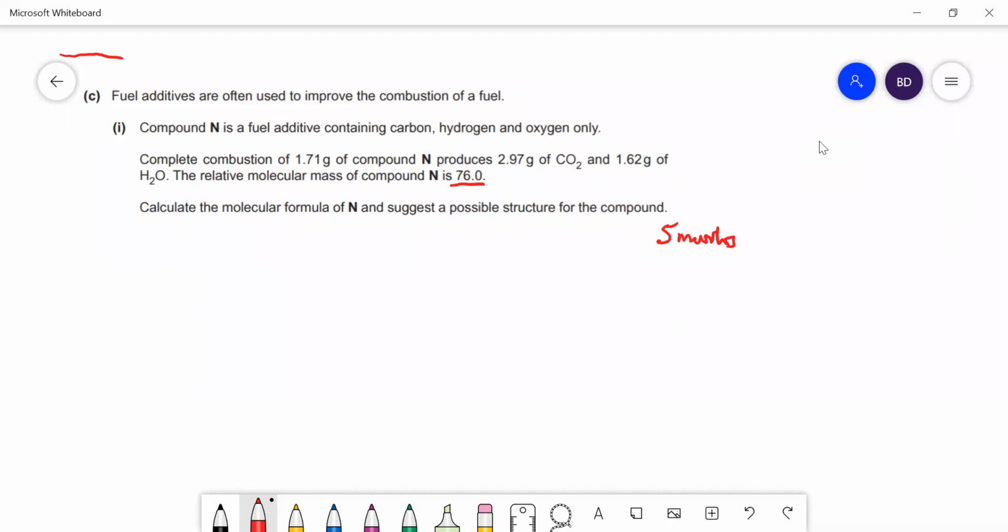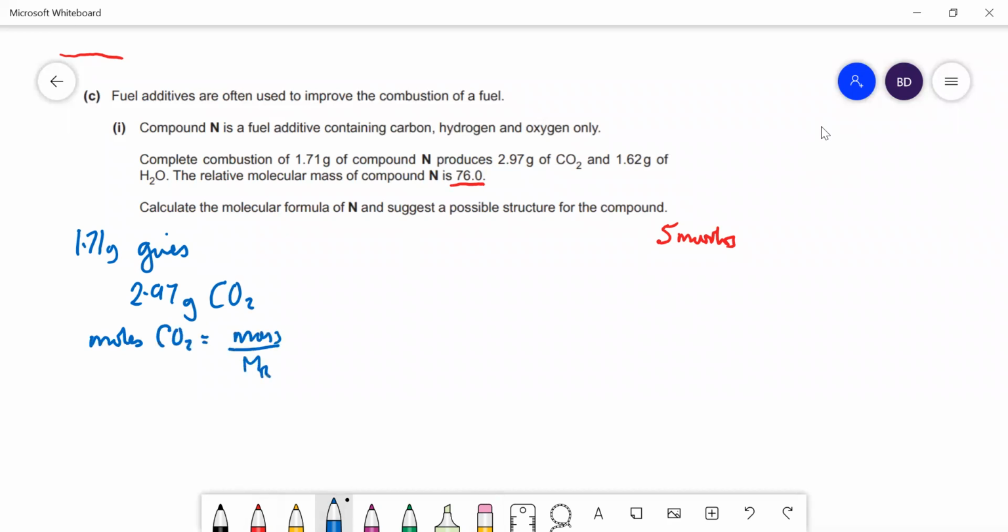So what we're going to say is 1.71 grams gives 2.97 grams, sorry, grams, not moles, of CO2. Let's work out how many moles of CO2 that is. Moles of CO2 is equal to mass over Mr, which is 2.97 over 44, the Mr of carbon dioxide, and that is equal to 0.0675 moles of carbon.